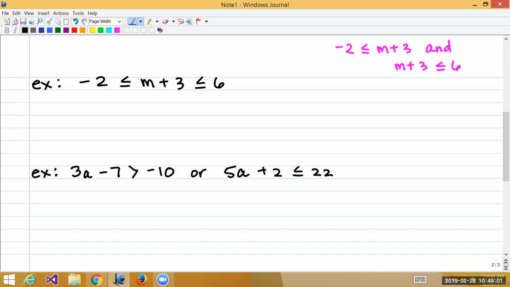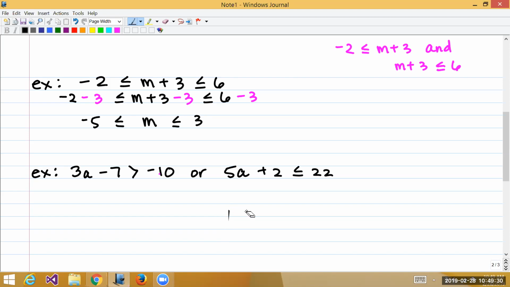So we have -2 minus 3 is less than or equal to m plus 3 minus 3 is less than or equal to 6 minus 3. So notice we did -3. We have to maintain the balance. So that gives us -5 is less than or equal to m is less than or equal to 3.